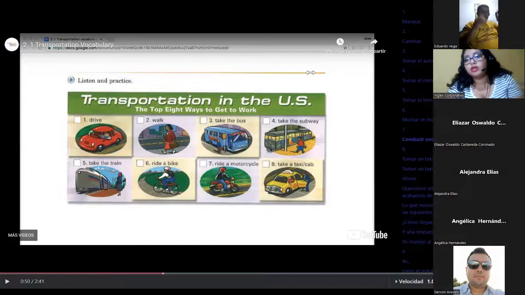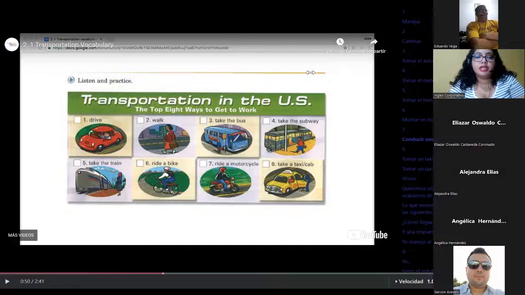But in this case, we are talking about the transportation in the U.S. Number 5, take the train. We are going to see the transportation or the ways that we use to get to work in El Salvador. Number 6, ride a bike.